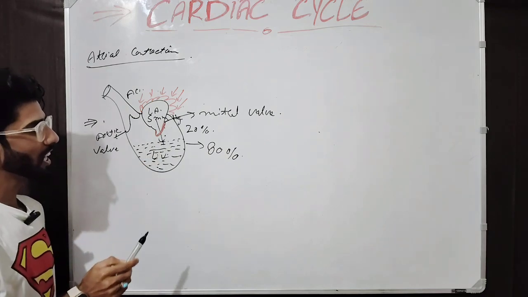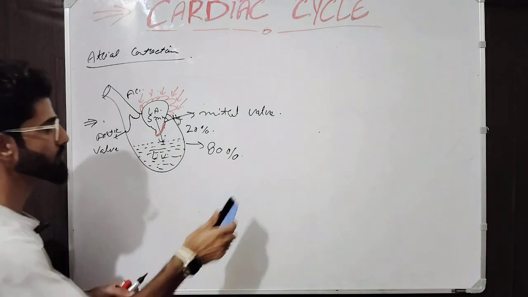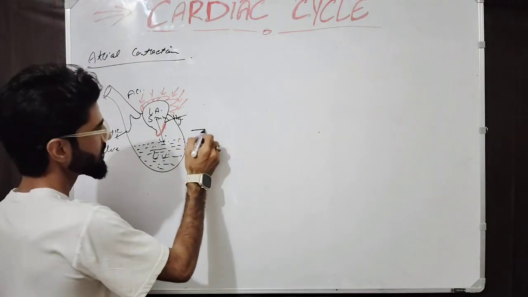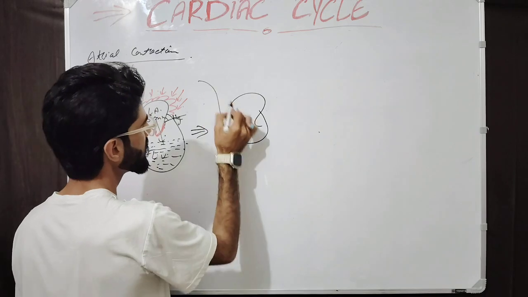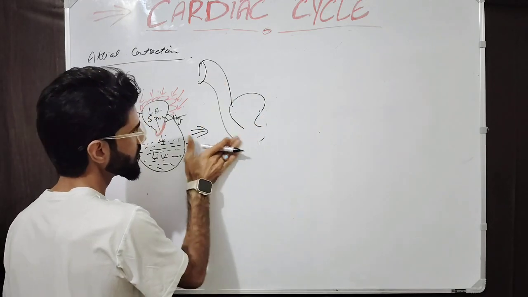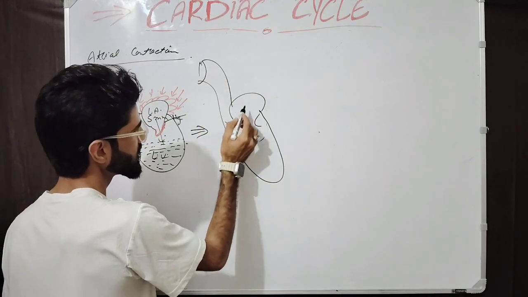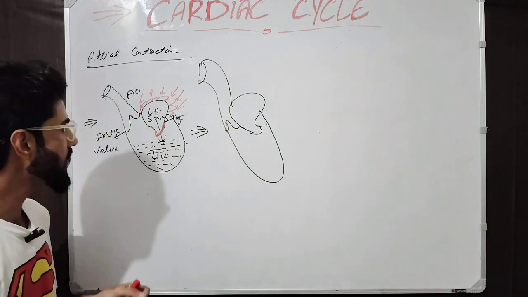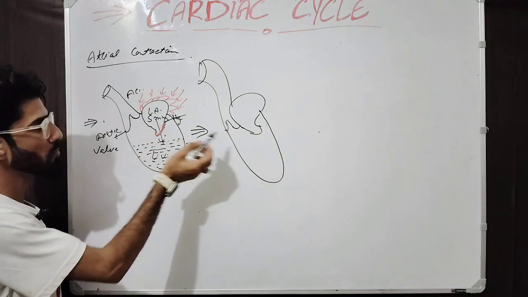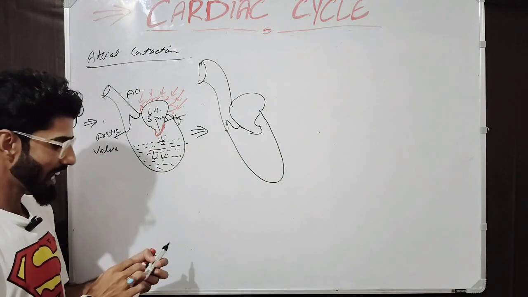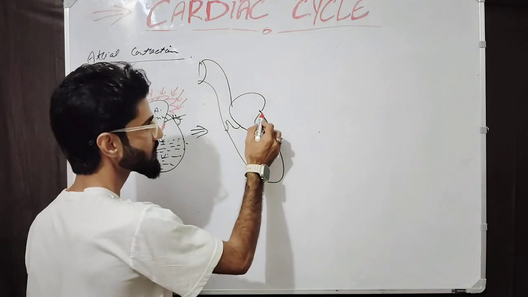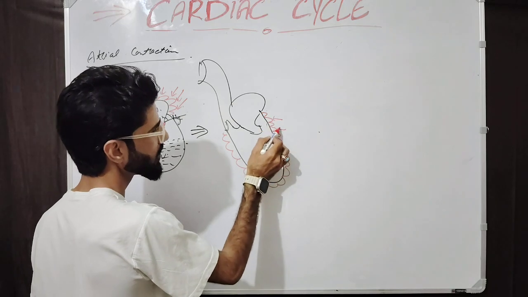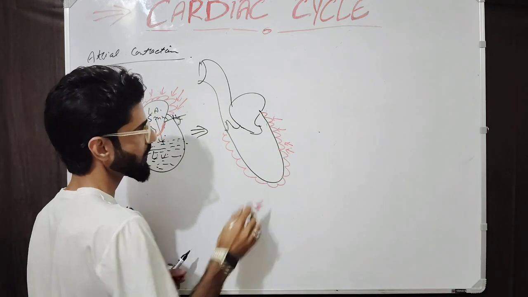Now the second event is, let me draw a heart here, a little bigger. This is the left atrium, left ventricle, mitral valve, aortic valve, and the aorta. When the mitral valve closes, the second event is ventricular contraction, meaning both ventricles will start contracting. That is the beginning of the contraction. The left ventricle and the right ventricle will start contracting.